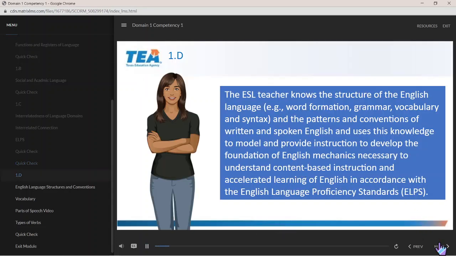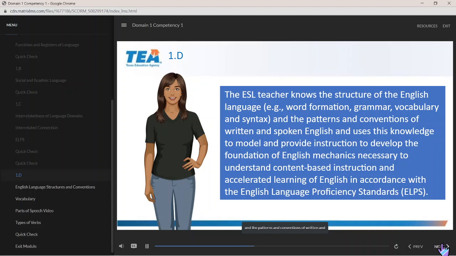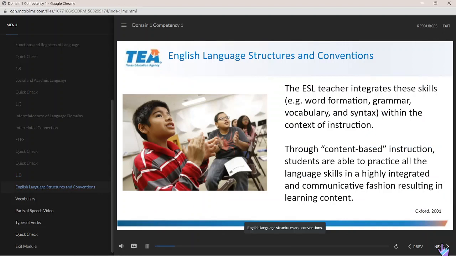1. D. The ESL teacher knows the structure of the English language, including word formation, grammar, vocabulary, and syntax, and the patterns and conventions of written and spoken English, and uses this knowledge to model and provide instruction to develop the foundation of English mechanics necessary to understand content-based instruction and accelerate learning of English in accordance with the English Language Proficiency Standards, ELPS. English language structures and conventions.